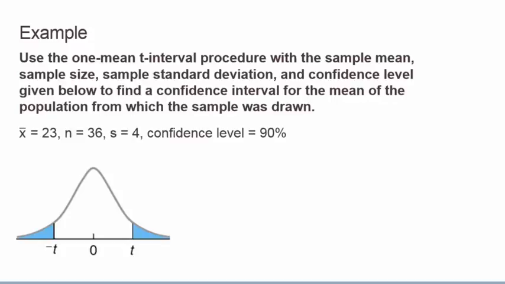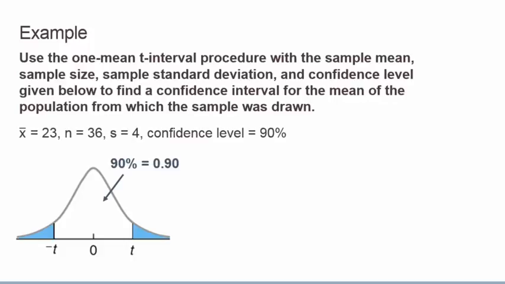When we draw our t-distribution for the confidence level, we have our t-distribution with negative t and t. Here we have shaded in blue the area to the left of negative t and to the right of positive t, and shaded white is the area between negative t and positive t. That area between is our confidence level, 90% or 0.9.